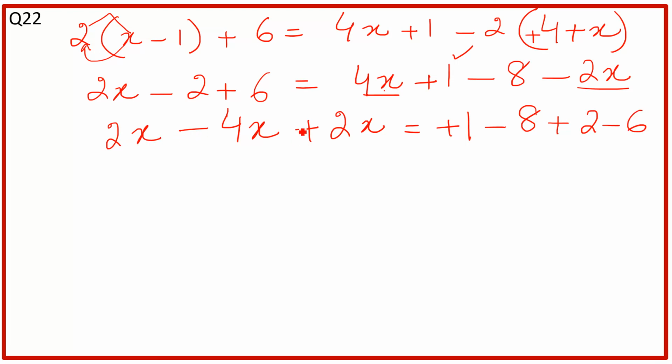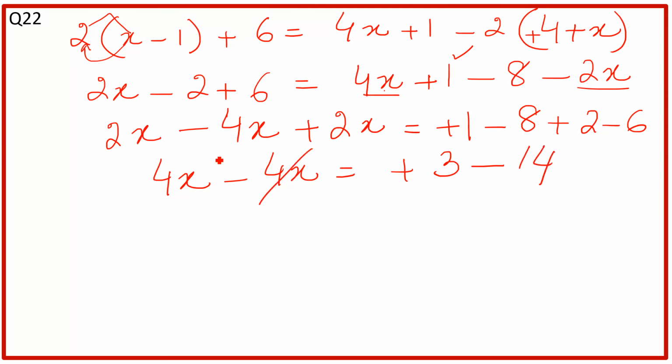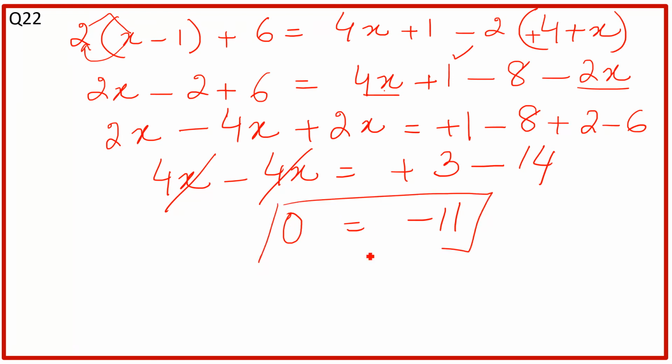So this is positive 2x, this is positive 2x, it is positive 4x, this is negative 4x, which is equal to, this is positive positive, so it will be positive 3, and this one is negative 14. So the x terms cancel, it is 0, which is equal to negative 1, right? So we do not have any value of x. 0 is equal to negative 1, this is important here, there is no solution. It means this is not a linear equation.